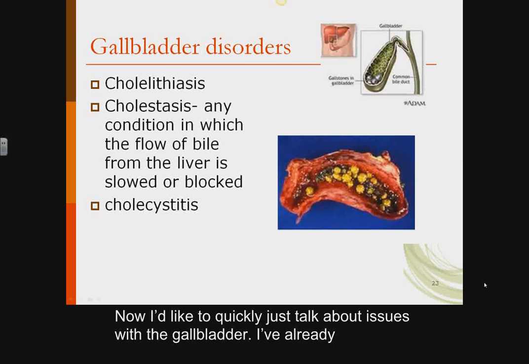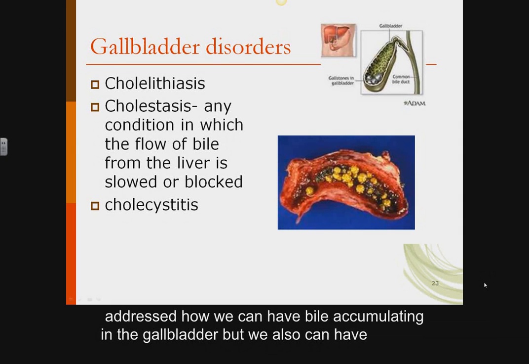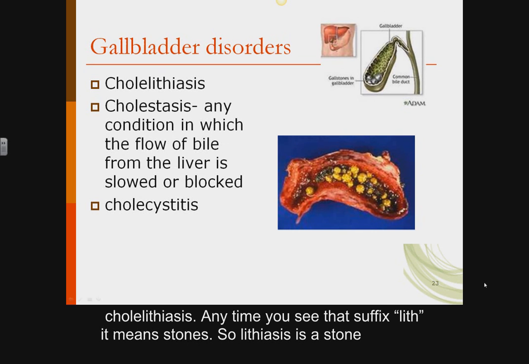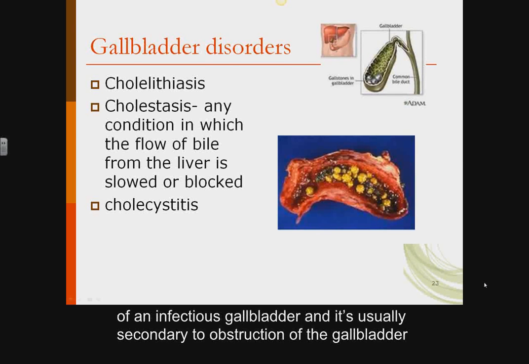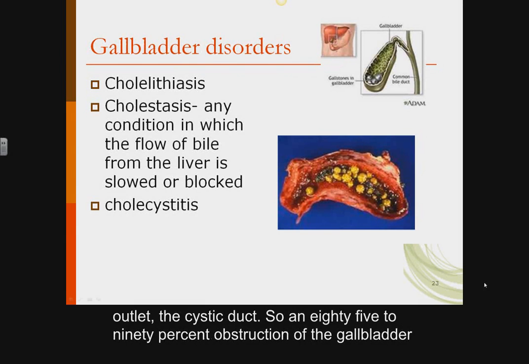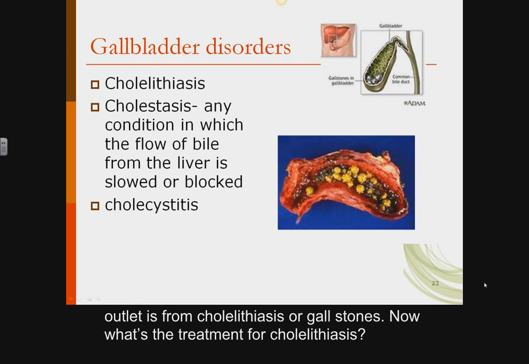I'd like to quickly talk about some issues with the gallbladder. I've already addressed how we can have bile accumulating in the gallbladder, but we also can have cholelithiasis. Anytime you see that suffix lith, it means stones. So lithiasis is a stone, and when we say cholelithiasis, we mean gallstones. Cholecystitis is the condition of an infectious gallbladder, and it's usually secondary to obstruction of the gallbladder outlet or the cystic duct. So 85 to 90% obstruction of the gallbladder outlet is from cholelithiasis or gallstones.